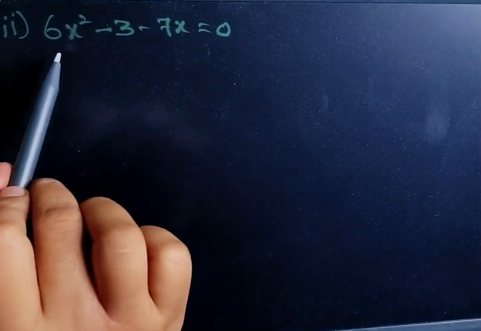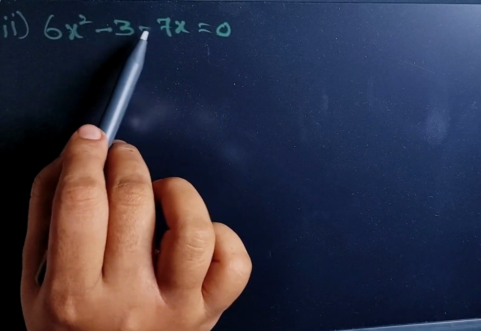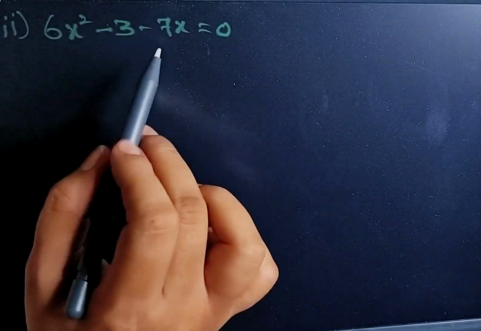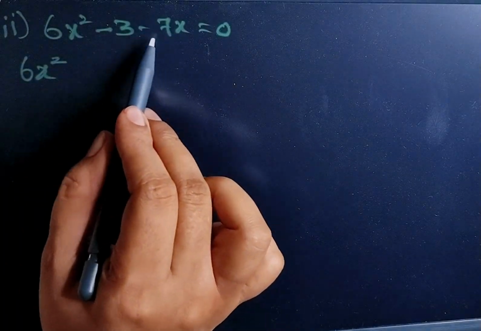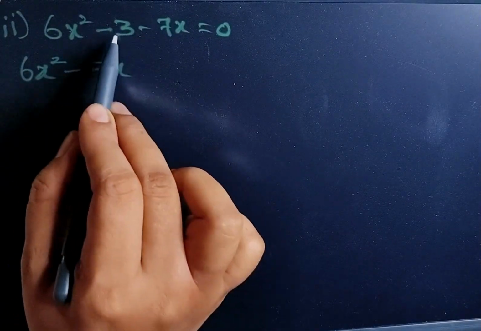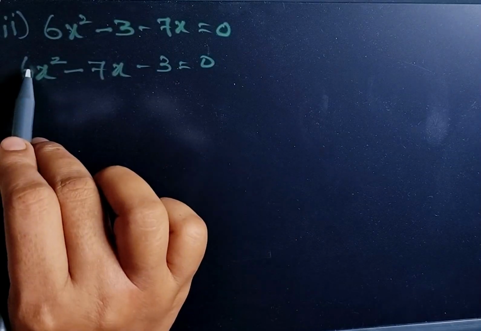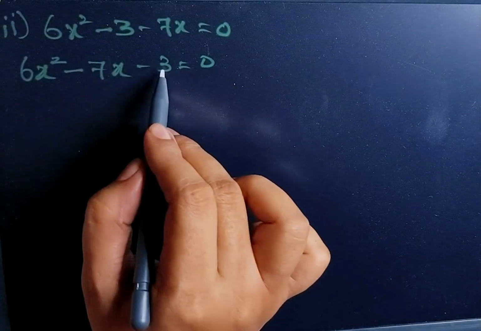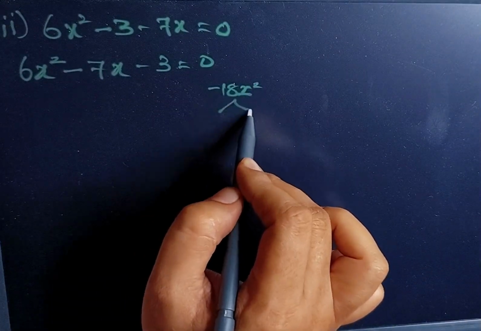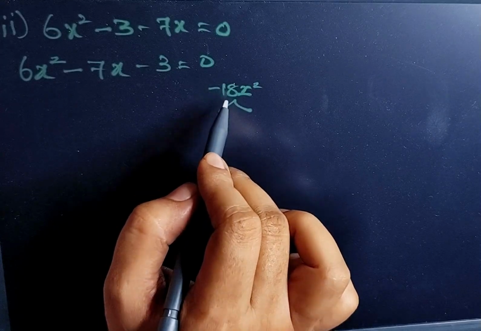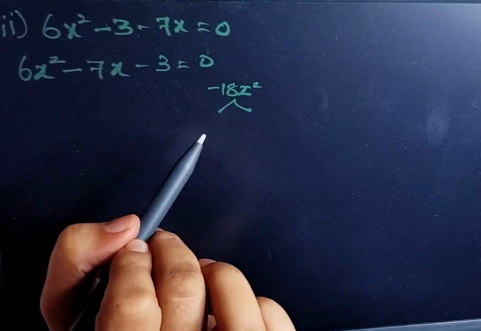Third subdivision. If you check here, it is not in decreasing order. So we will arrange it first in decreasing order, then we will do the factorization. First we have the x square term, then the x term, which is with minus, so minus 7x, then minus 3. Now multiply the constant and the x square term. So minus into plus, 3 6s are 18, minus 18 x square. So one number should be positive and one number should be negative. Since the middle term is negative, the greater number should be negative.